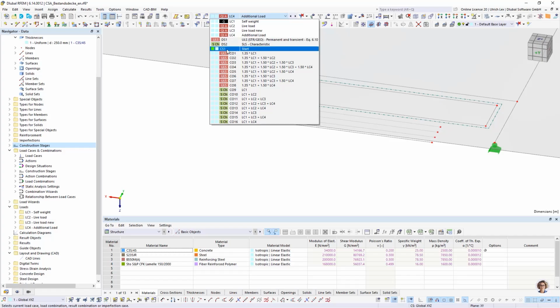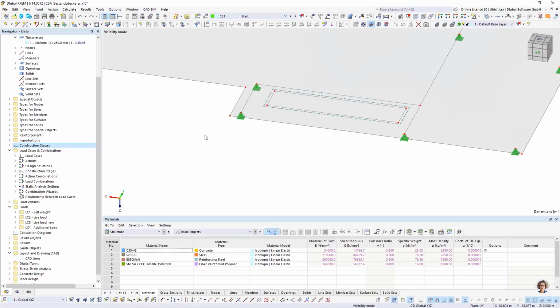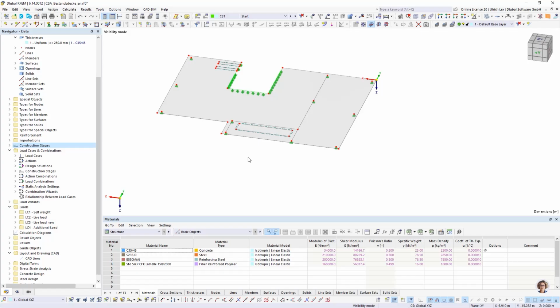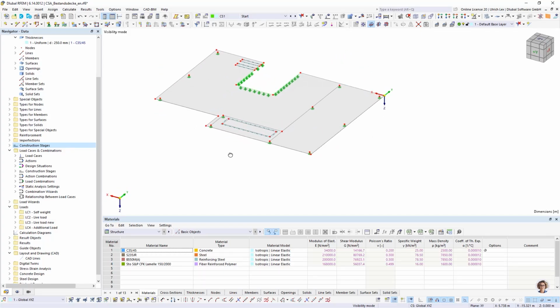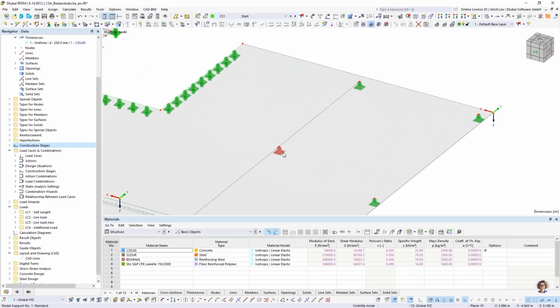Then we can check it when we go to the load cases and combinations. Here we get one item, construction stage 1. If you choose this, then you see all the system as you have defined it. Here we see now only the nodal supports because they are acting at construction stage 1.